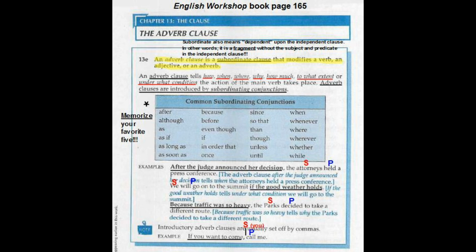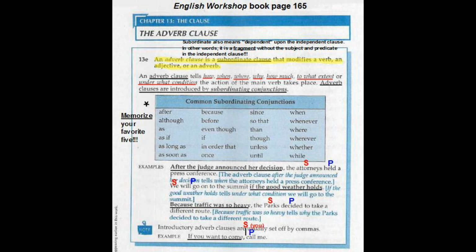After the judge announced her decision, the attorneys held a press conference. Okay, first of all, let's look at the independent clause where the subject and predicate are located. The attorneys held a press conference. That's the main part of the sentence. Attorneys is the simple subject and held is the simple predicate. So the part that's attached at the beginning, after the judge announced her decision, is the adverb clause. Number one, it starts with the subordinate conjunction after.